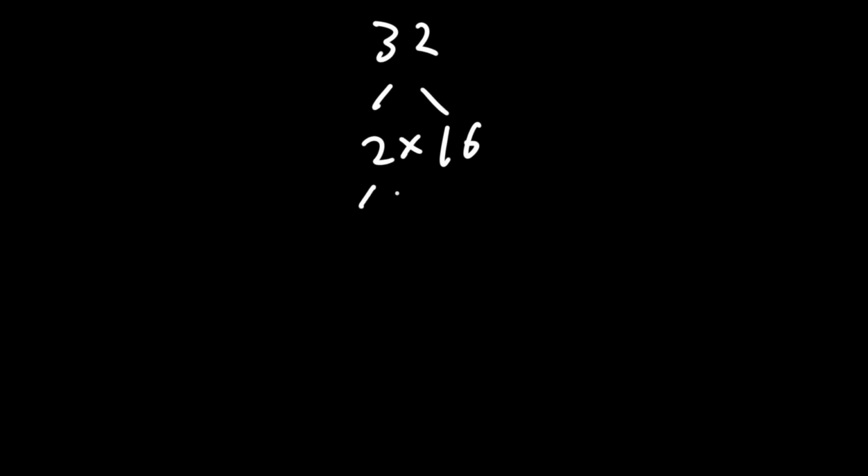The only factor pair of 2 is 1 times 2, so that means 2 is a prime number. So 2 is a prime factor, and we're going to leave that alone. Now let's move to the right. Is 16 a prime number? 1 times 16 is a factor pair of 16, but so is 2 times 8. So that means 16 is not a prime number.